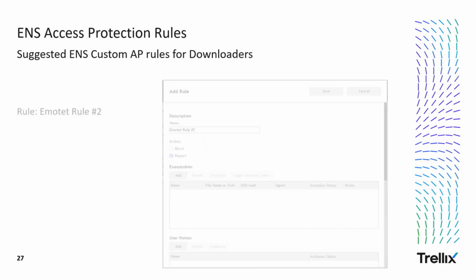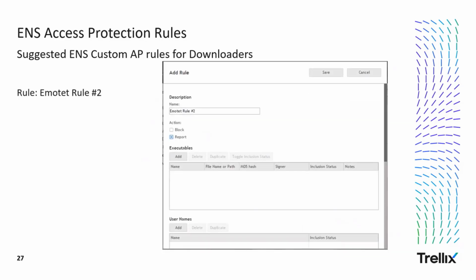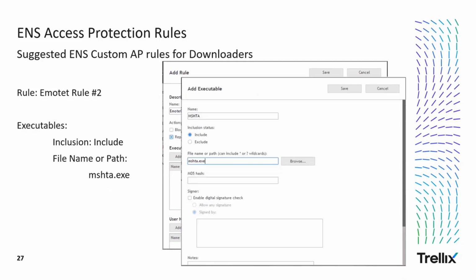So up next, let's go ahead and actually create another rule. In this case, we just called it Emotet rule number 2. So once again, my action is report. However, once tested, you can go ahead and move it to block mode. In this case, we're going to do our target executables MSHTA. So the name is MSHTA, inclusion status of include, file name or path is going to be MSHTA.